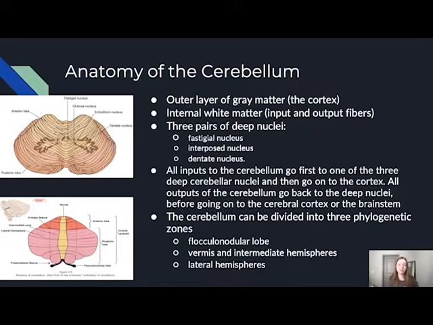So all the inputs to the cerebellum first go to one of these 3 deep cerebellar nuclei and then onto the cortex. All outputs of the cerebellum go back to the deep nuclei before they go to the cerebral cortex or to the brainstem.